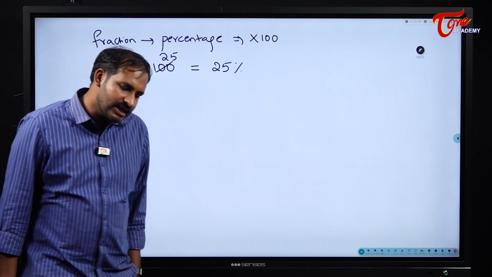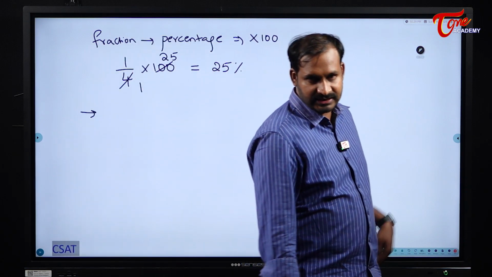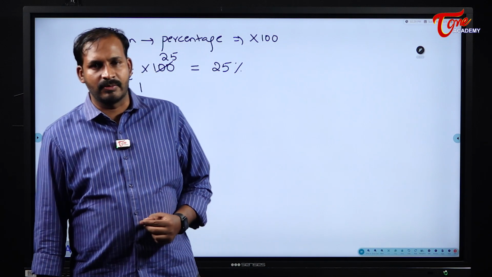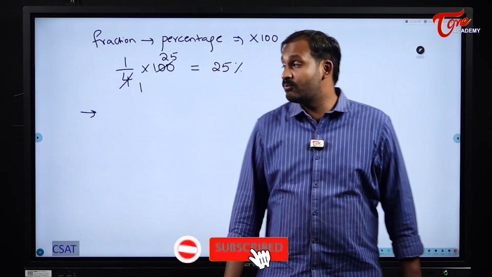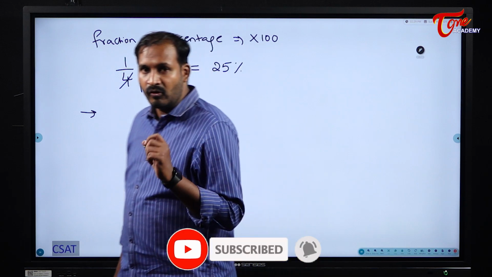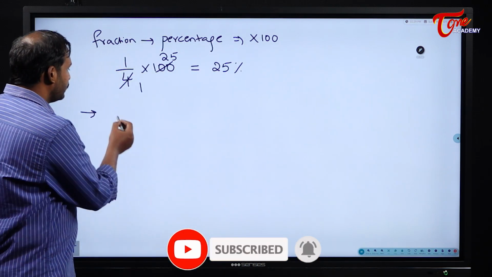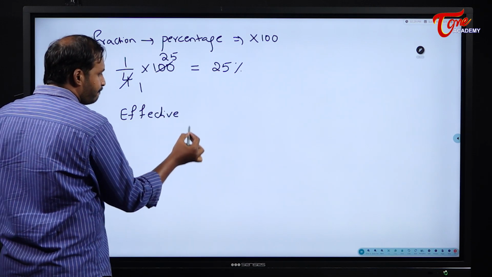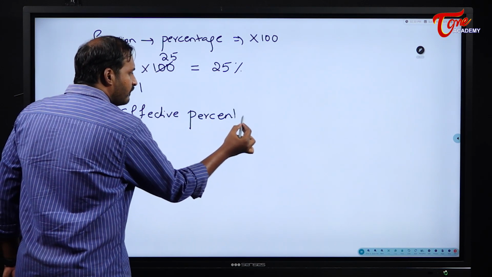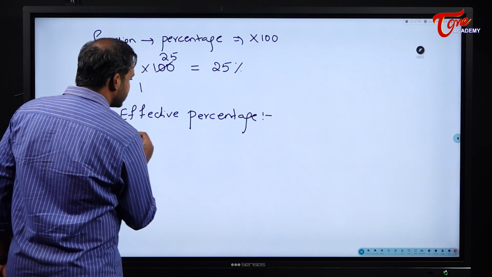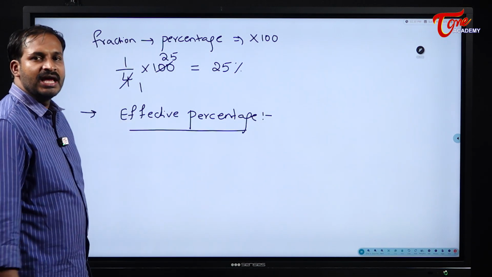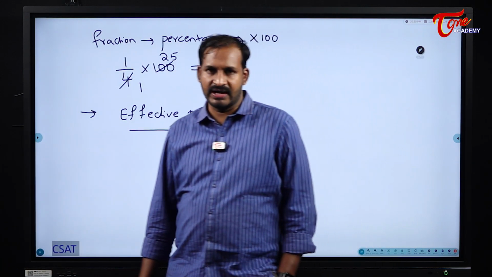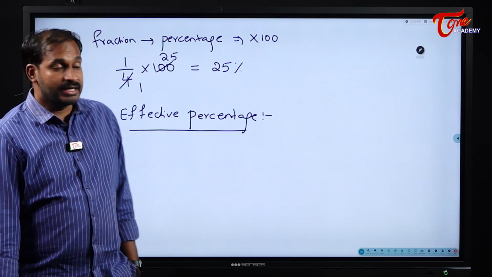Because in this percentage concept, there are some areas where we need to concentrate. Based on that only we are going to solve our problems. The first and most important thing for us, especially for CSAT, is effective percentage. More or less every year they ask one question from this area, called effective percentage or effective change in the percentage. We should know this in a very detailed manner.